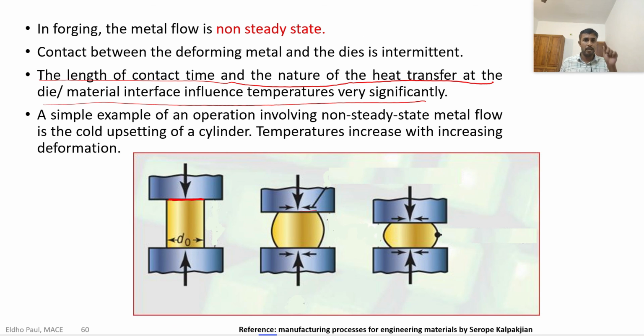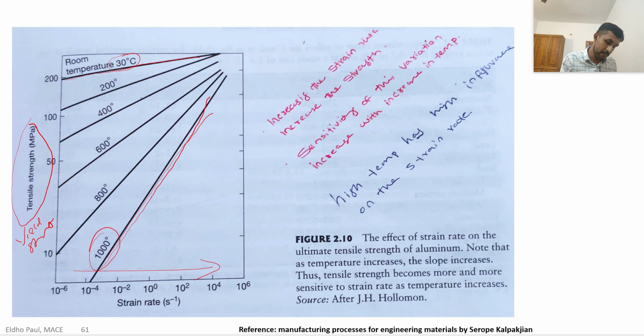We know when you touch a very hot surface for a long time, the heat transfer will be very high. But when you just touch and remove the hand, the heat transfer is very low. The same thing is applicable here. If the contact length is very high, then the heat transfer will be large between the die and the workpiece. So this is the upsetting process by forging, and here the contact time is important, which affects the temperature.